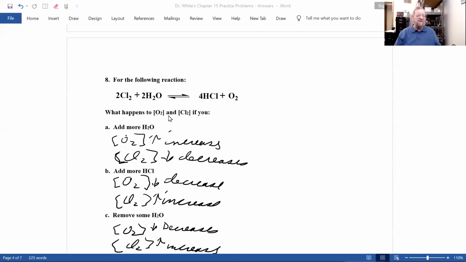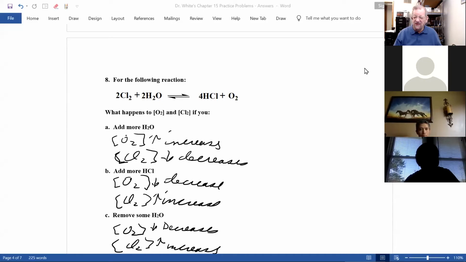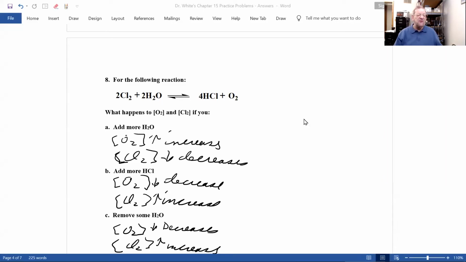All right, now if we look at number 8, everybody see number 8 on their screen? Thank you. We have this equilibrium, and the question is, what happens, and it would be 3 points each, to the oxygen concentration and chlorine concentration if you add more water?